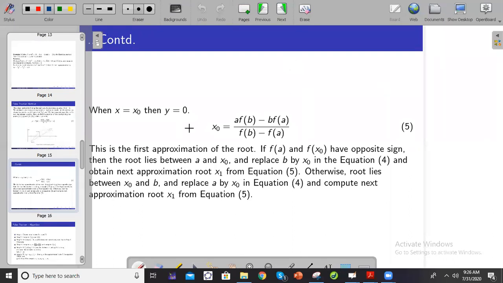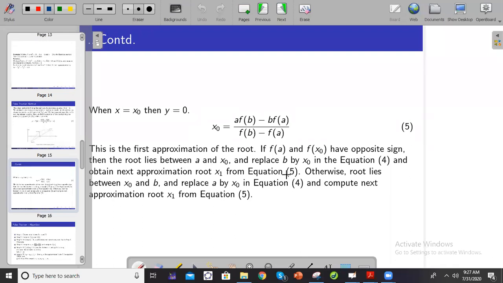तिमी बुझिराछौ मैले भनेको कुरा? x naught हाम्रो required root होइन भने हामी x1 निकाल्न जान्छौं. x1 को लागि नयाँ a and b हामी find out गर्छौं. त्यसको लागि x naught एउटा भ्यालु a b मध्ये एउटा हुन्छ. अब old a र b मध्ये तिमी कुन लिने? त्यसको लागि हामी f a and f x naught लाई multiply गर्छौं. Opposite sign भयो भने a भनेको old a नै भयो र x naught लाई b मान्न सक्छौं. Then the root lies between a and x naught, and replace b by x naught in equation 4 and obtain the next approximate root x1 from equation number 5.